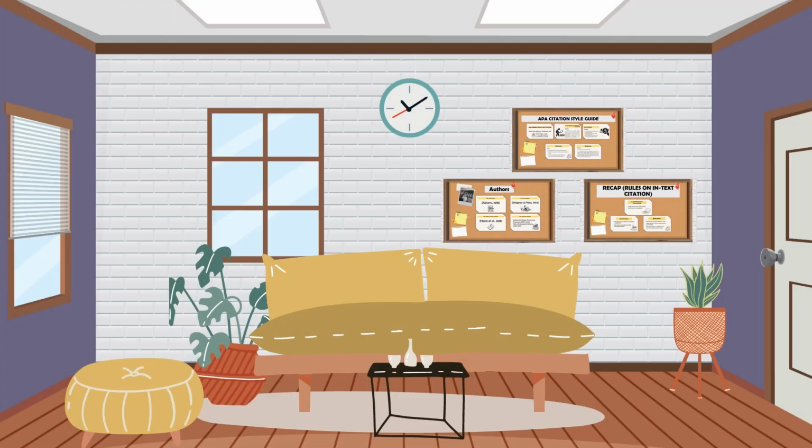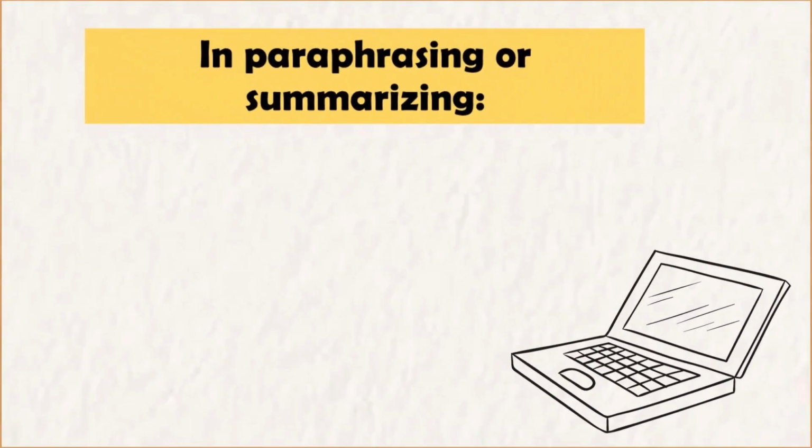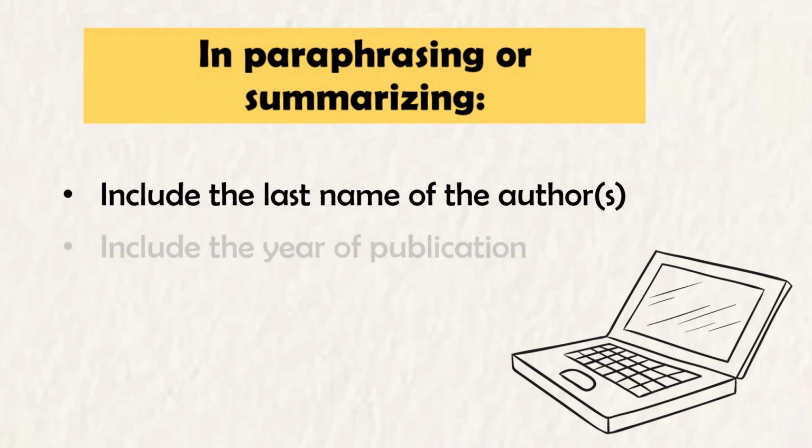Were you able to take note of all of the rules that we have mentioned earlier? Again, here are the rules that you need to familiarize yourself with. First, in paraphrasing or summarizing the main findings, include the last name of the author or the authors and the year of publication.